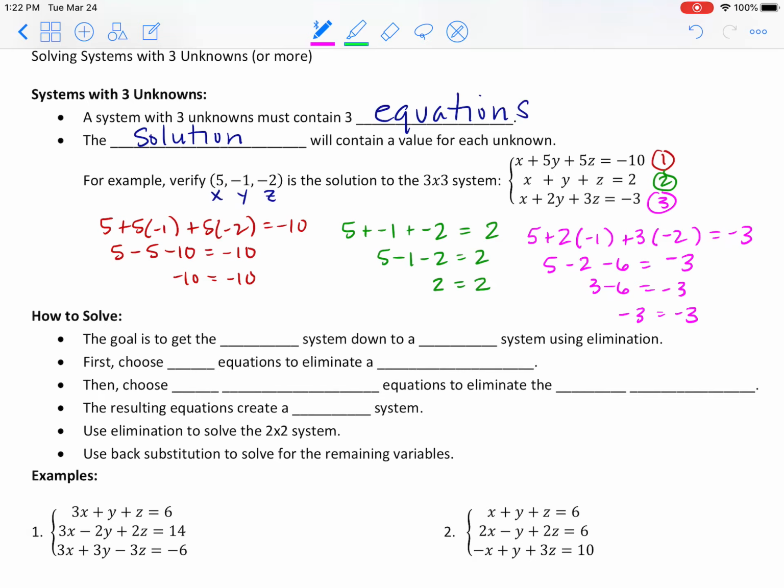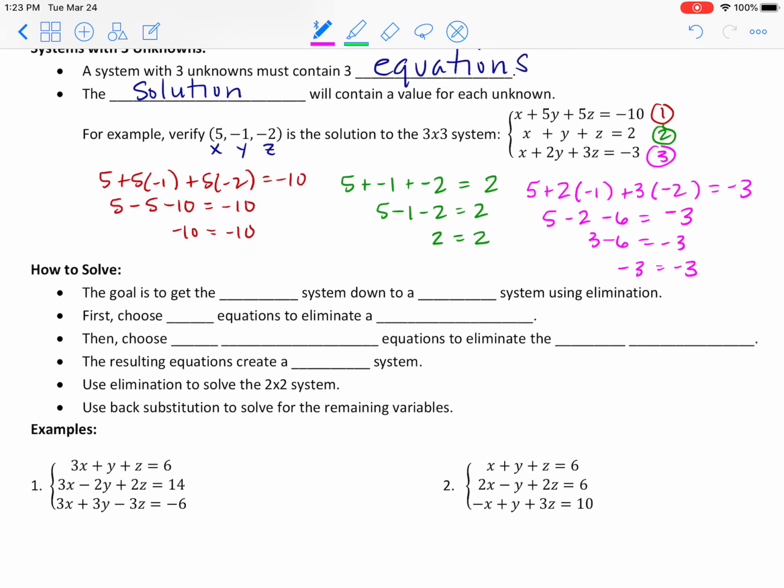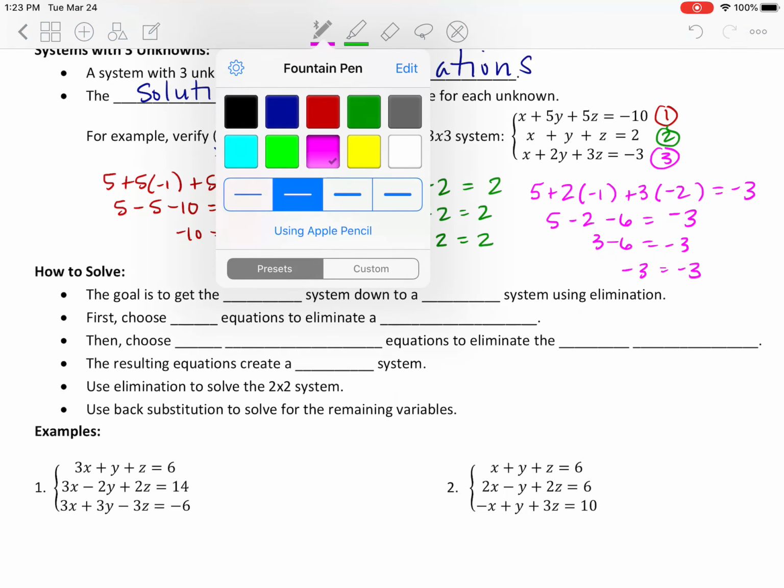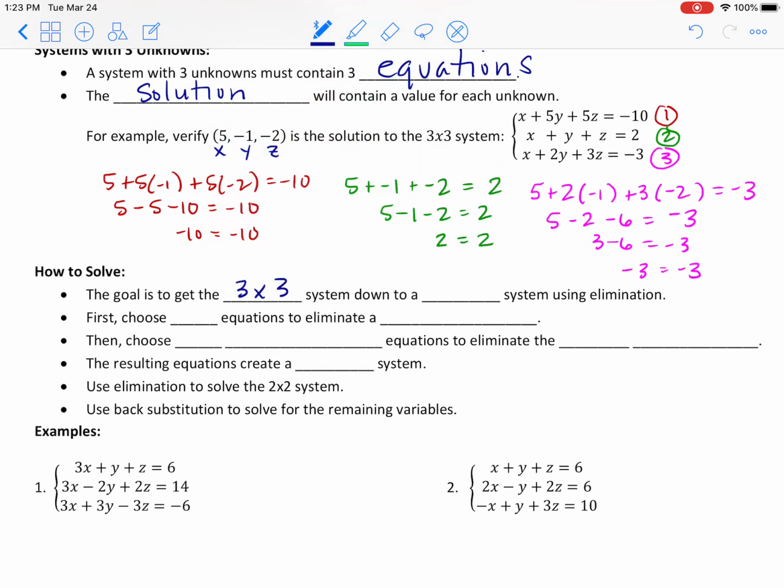Okay, now this one obviously can't be solved by graphing, because these aren't lines. We're not going to be looking for a line where these things cross, although I can show you something a little bit later in Desmos. But for now, we're going to look at solving algebraically, and the process incorporates the elimination that we looked at yesterday. So the goal is to get the 3x3 system that we start with down to a 2x2 system. If we can get it to look like something that we saw yesterday, then the elimination becomes pretty straightforward.